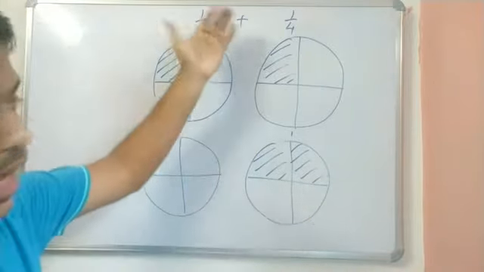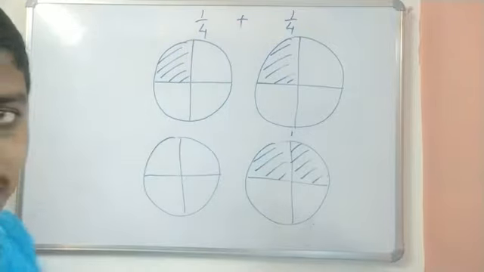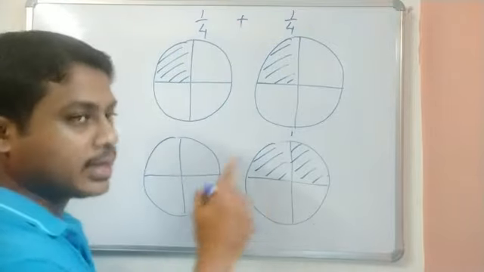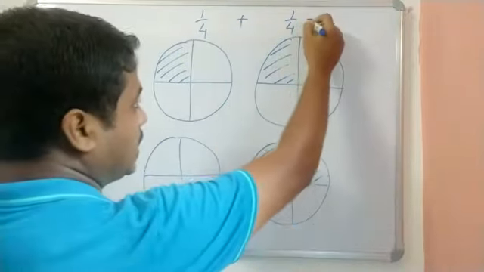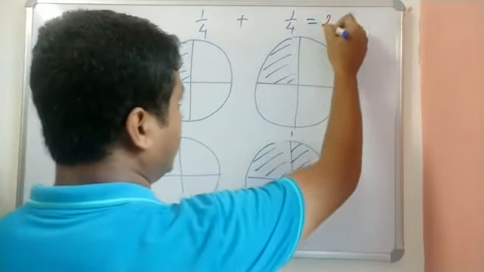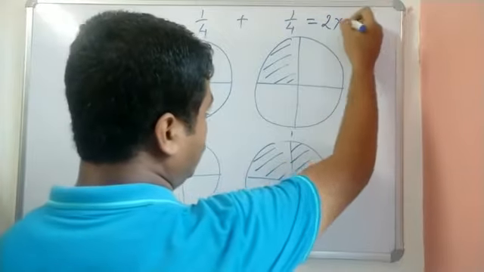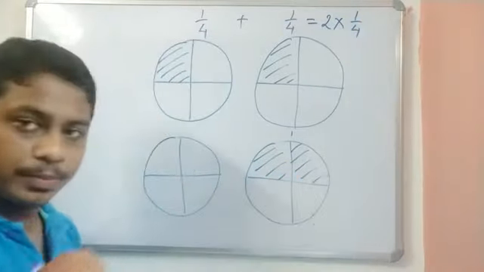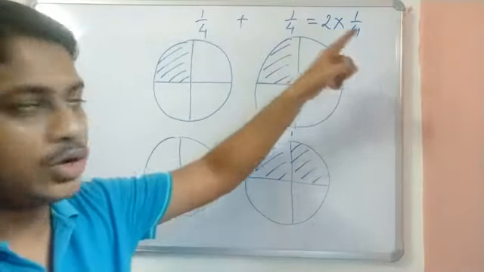So if the above one, what is written on top, like 1 by 4 plus 1 by 4, what does it mean? This means that there are 2 circles and 2 values, so it will be 2 into 1 by 4. Okay, that is 2 into 1 by 4.